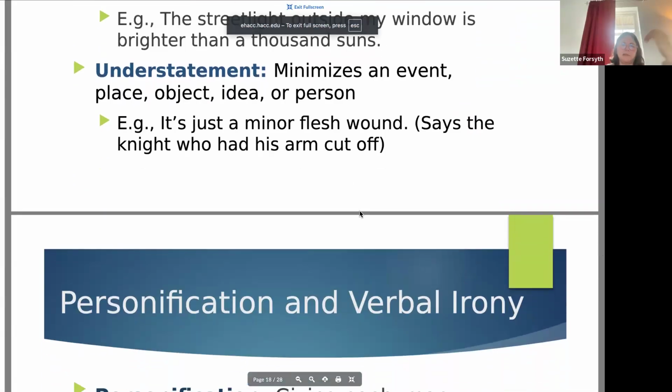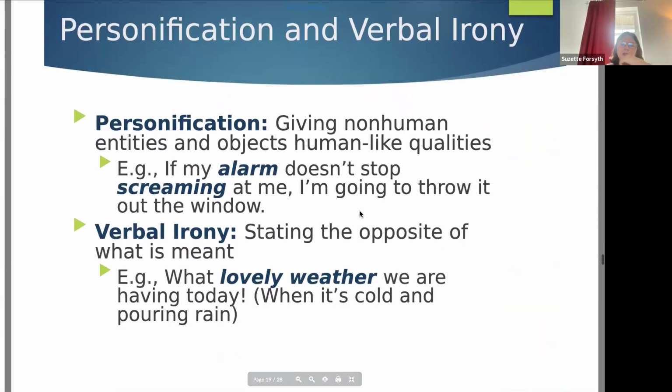Anyway, that's an example of an understatement. Personification and verbal irony. I love personification. It's one of my favorite types of figurative language. So, an example here, if my alarm doesn't stop screaming at me, I'm going to throw it out the window. So, here we give the alarm the ability to scream like a human can, right? And so that's what makes it personified. It can be used in pleasant ways too, not just nasty ways like that.